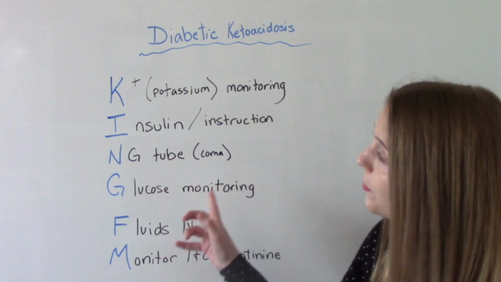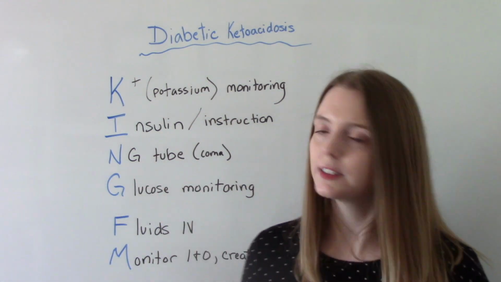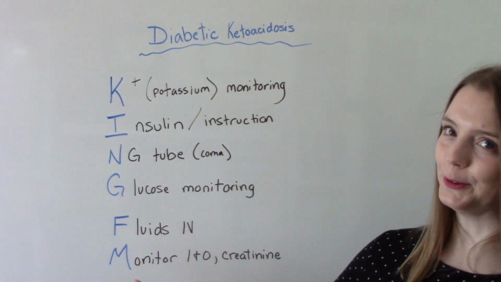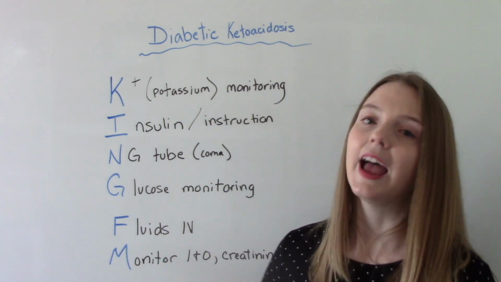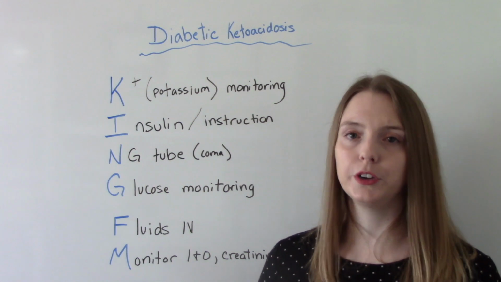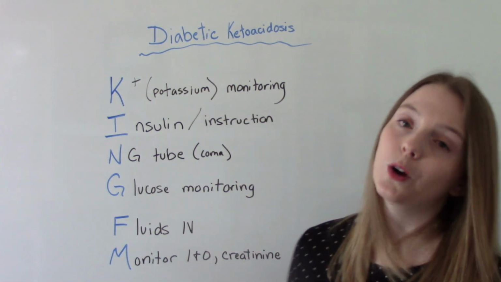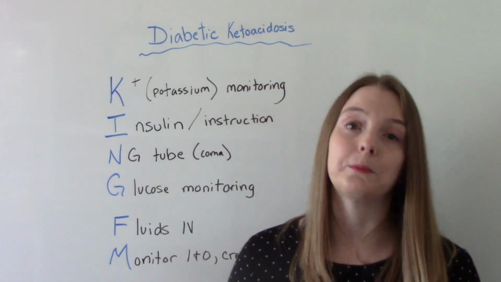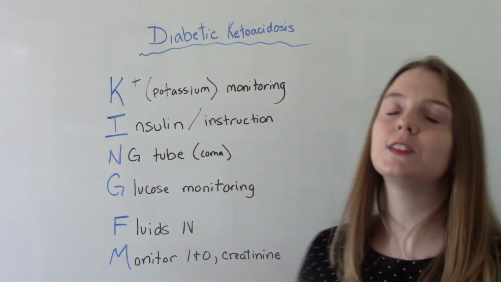If they are in a coma, which can happen sometimes, an NG tube might need to be placed. Of course, glucose monitoring. We want to know what's their glucose when they came in and what is their glucose now that they're receiving treatment. Hopefully it's going down, right? Hopefully we're getting it into a normal, healthy range and the patient is doing better. But we're not going to know that unless we keep an eye on it. So glucose monitoring is very important.